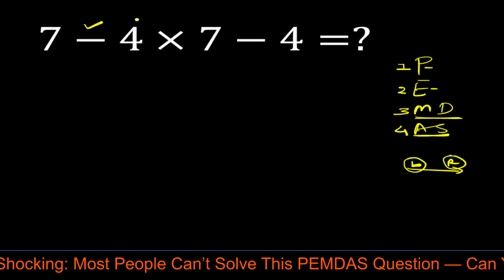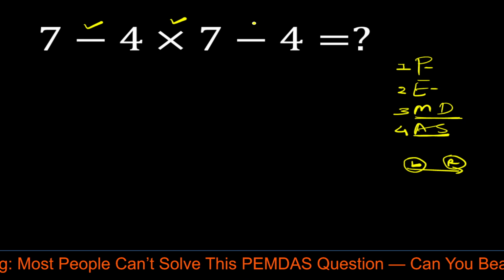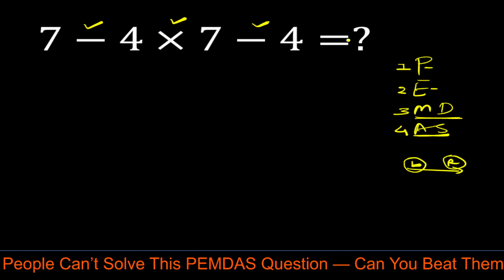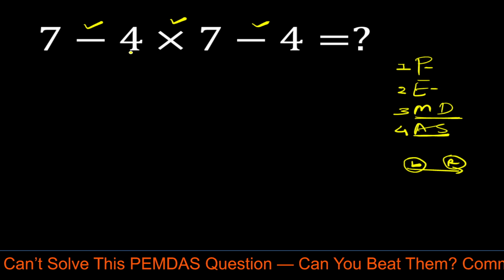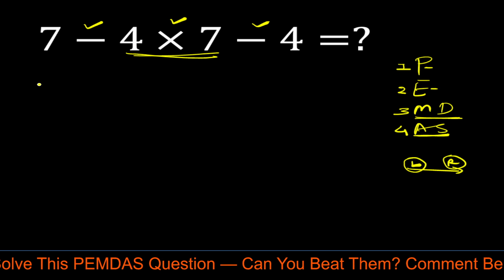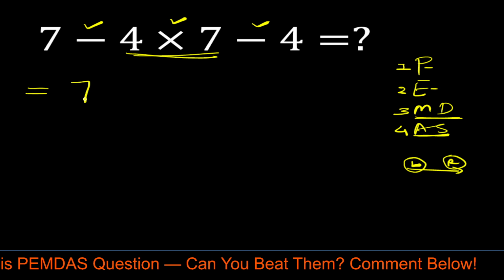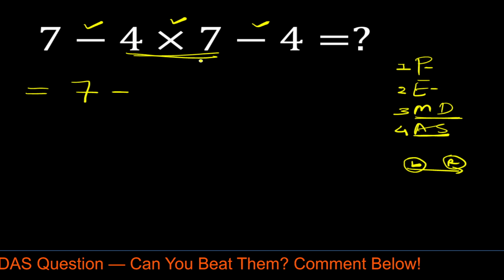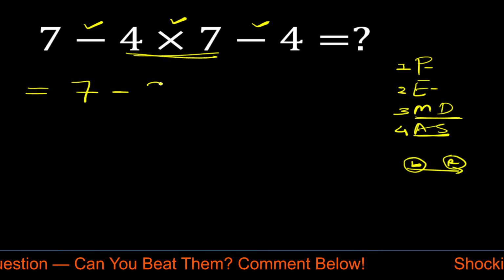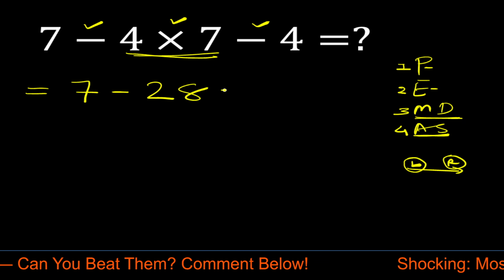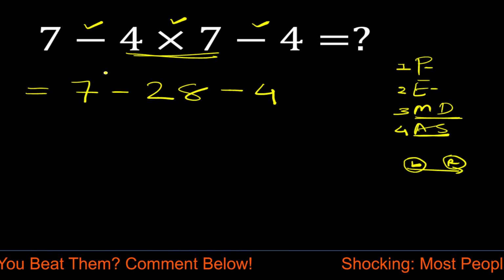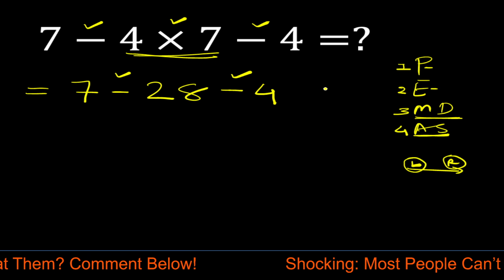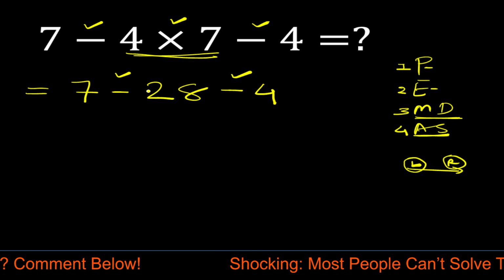So in this question, here we have one subtraction, here multiplication, and here we have one another subtraction. So according to PEMDAS rule, first we have to solve this multiplication, right? So now 7 minus, now 4 times 7 is equal to 28 minus 4, right? Now here we have one subtraction and here we have one another subtraction.